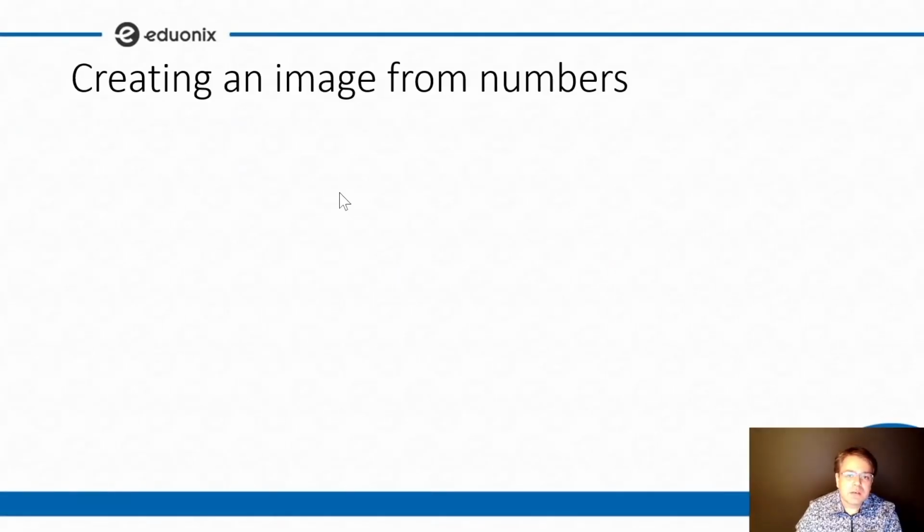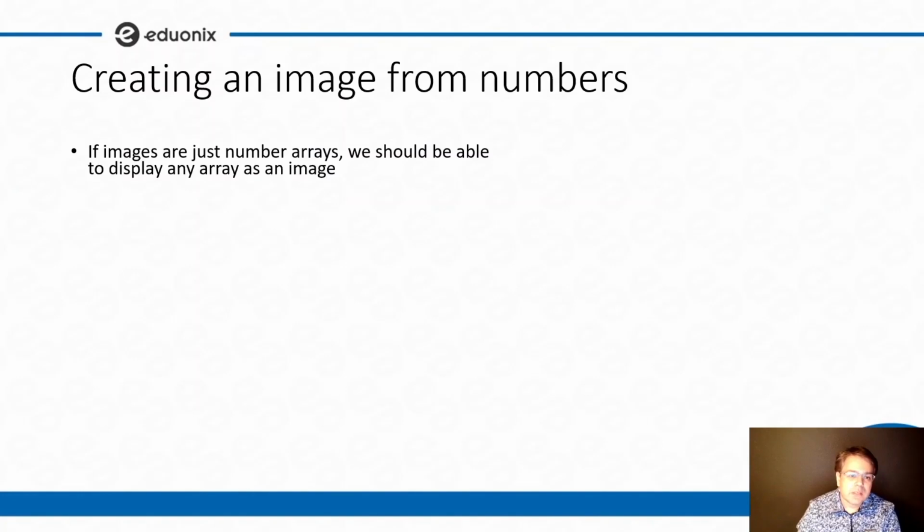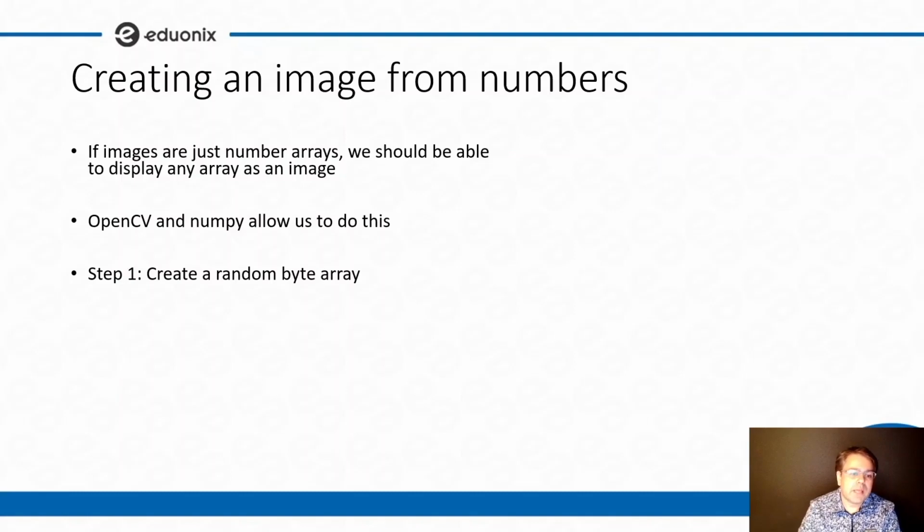Since images are represented as arrays, one of the questions that one can ask is, should we be able to display any array as an image? If I have any arbitrary matrix, a 2 by 2 matrix, with an X component and a Y component, can I actually display it as an image? Conceptually, I should be able to do that, and OpenCV and Numpy allow us to do that. The steps to do that are as follows.